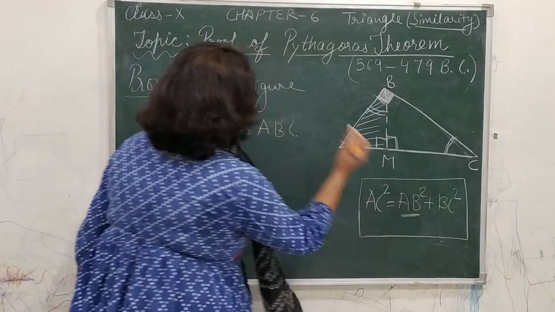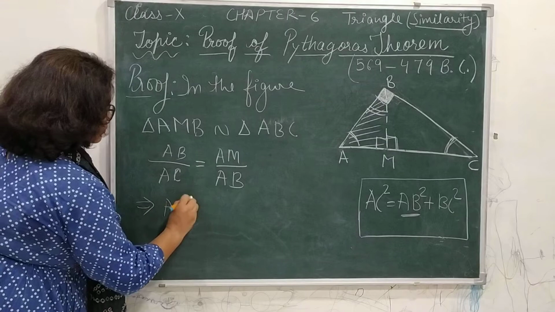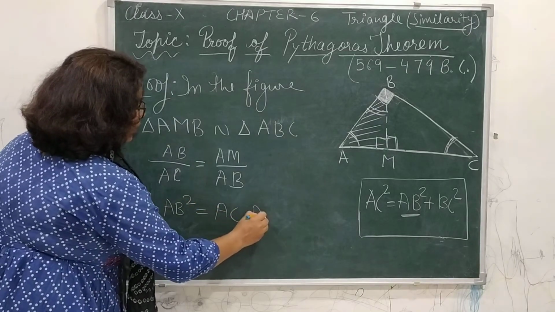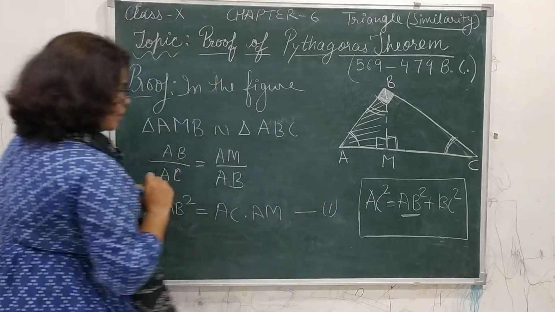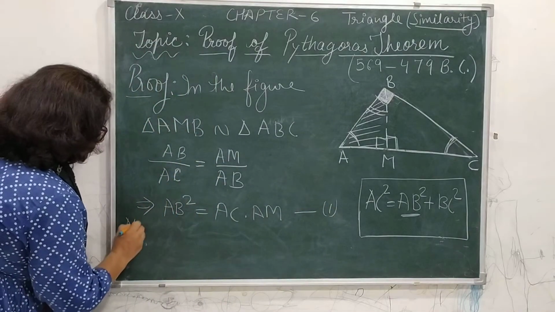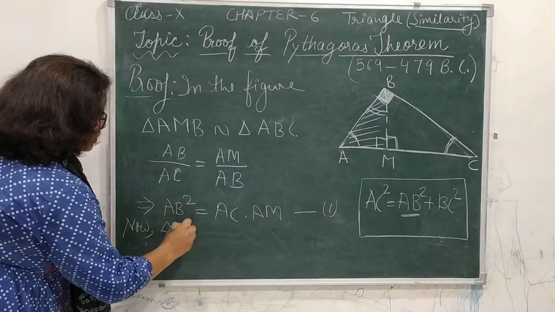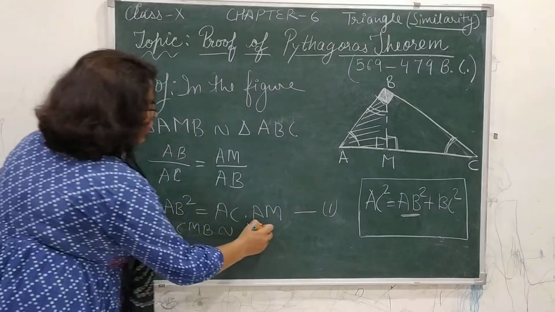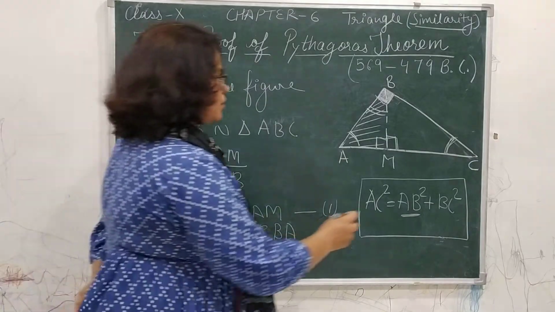I will get AB square. So this implies AB square is AC multiplied by AM. Take it as result 1. Now, similarly, we have triangle CMB is similar to triangle CBA. And now what do I want?